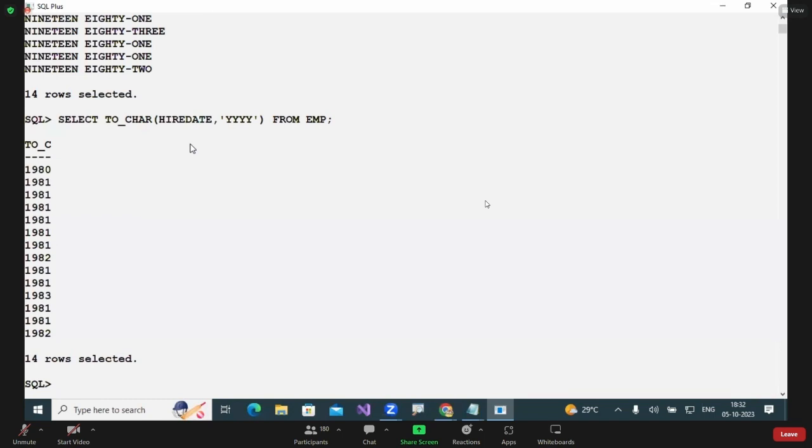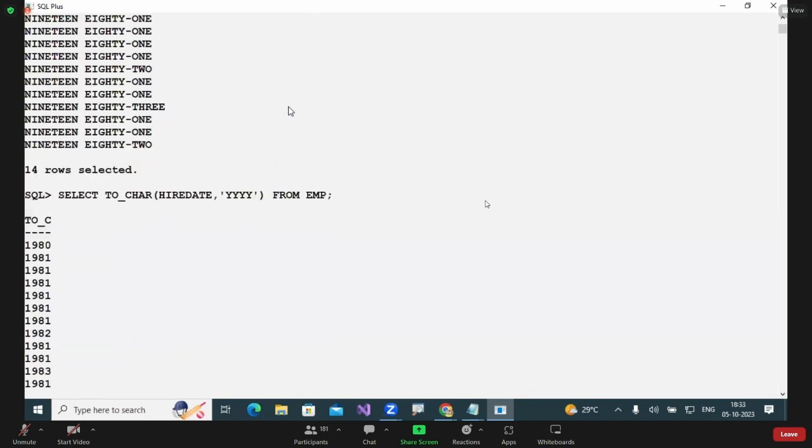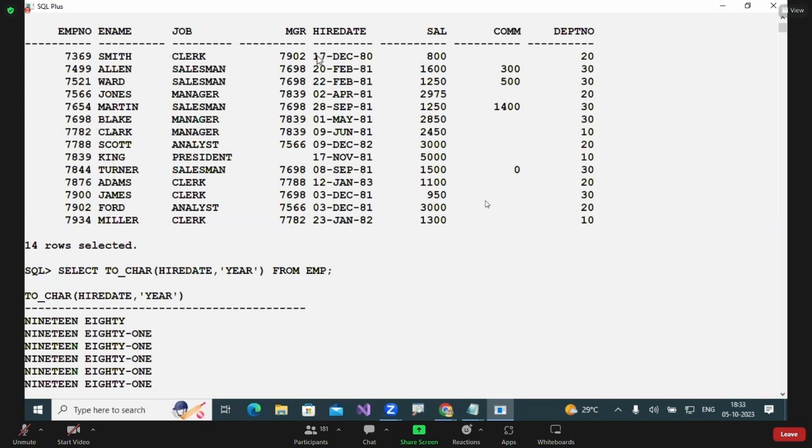Confirm it now. Suppose in the 2-digit format, then I have to go for YY, which was showing 80, 81, 82, the last 2 digits. So in your date expression, this is called the Oracle default date format. But if the programmer wants to know exactly which year it is, whether 1980s, 1780s, or 1680s, then you have to use the TO_CHAR function. With the help of this function, you can find out which years these are.